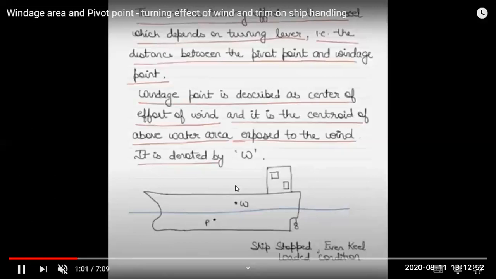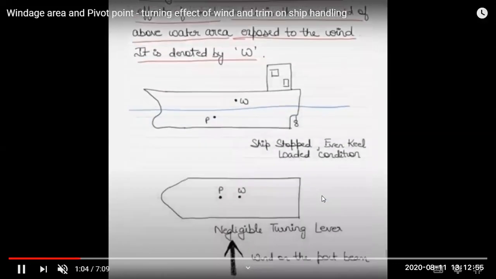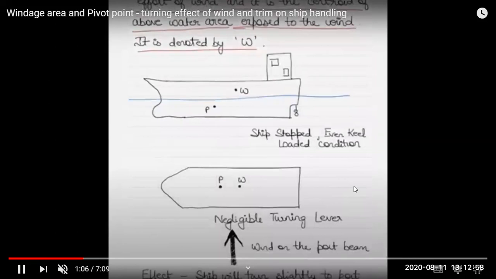Now this first condition we are saying is the ship is stopped, even keel, and in loaded condition. In loaded condition, more part of the ship will be underwater and less part exposed. Next is the bird's eye view, where we are seeing the same ship, and you can see the distance between the pivot point and the windage area W is very less. That means the turning lever is very less. Because the turning lever is very less, there will be very negligible turning because there is no lever for turning. So if wind is coming, the ship will not turn.